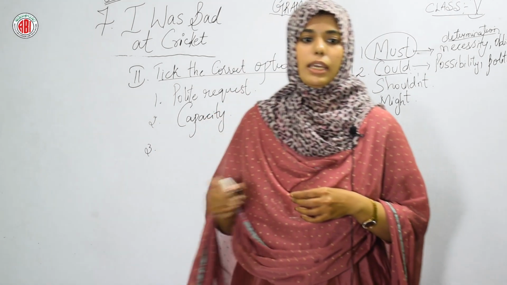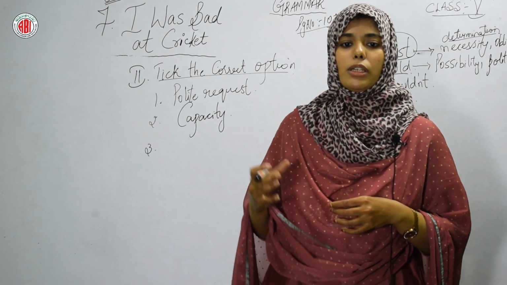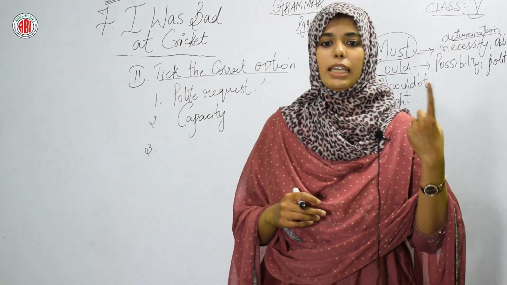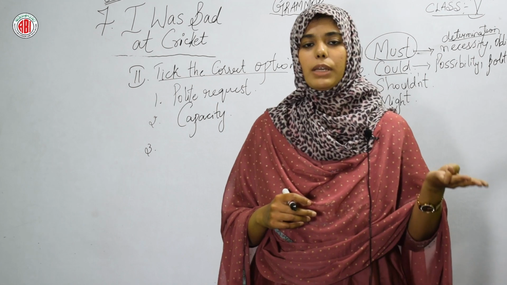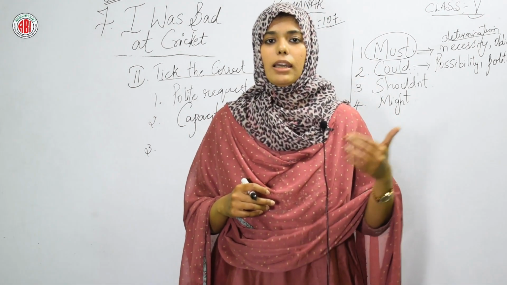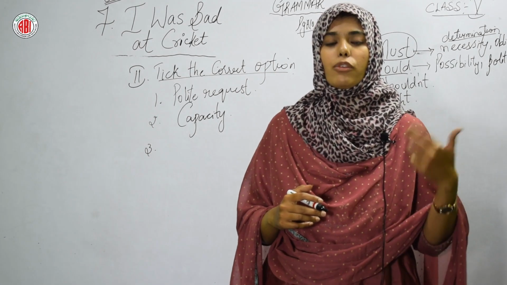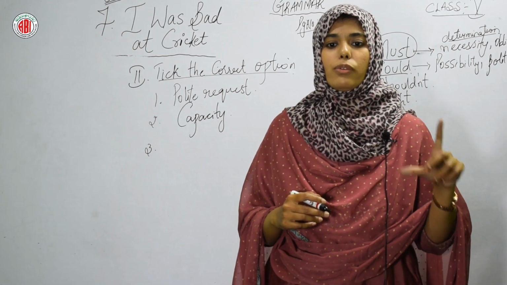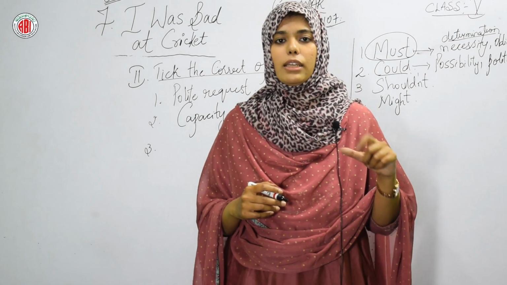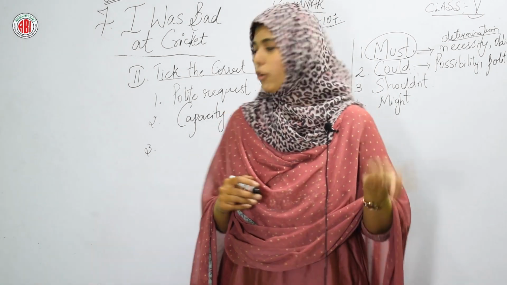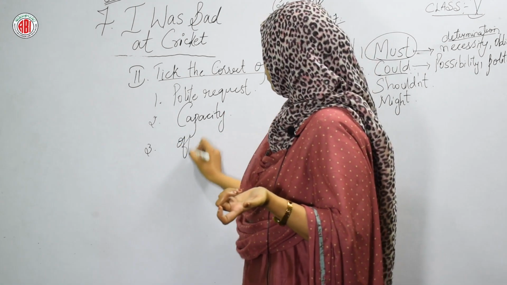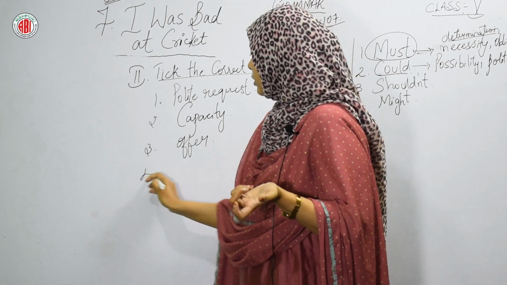Okay, third one: will you have a cup of coffee? The options are capacity, offer, request. If anybody visits your home, what will you offer? A cup of tea, a cup of coffee, and first of all a glass of water. So it is a kind of an offer. Will you have a cup of coffee? It is a kind of an offer.